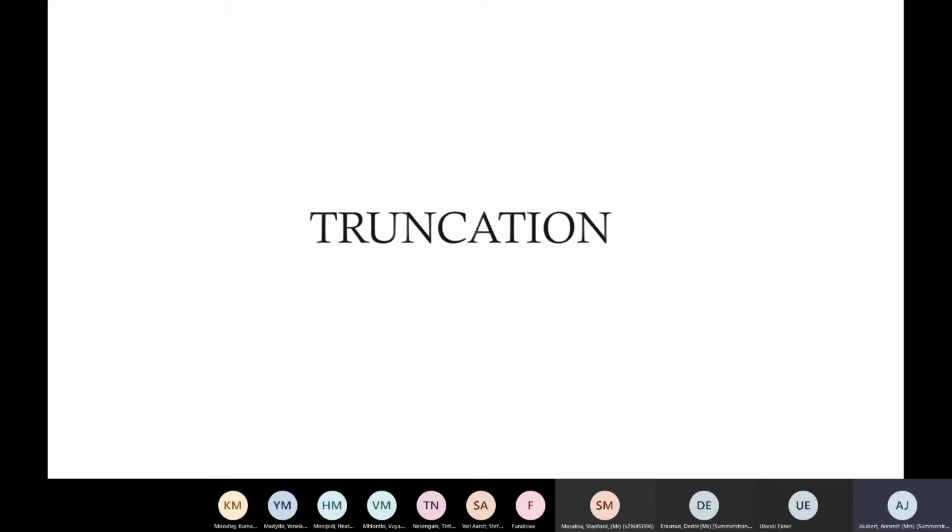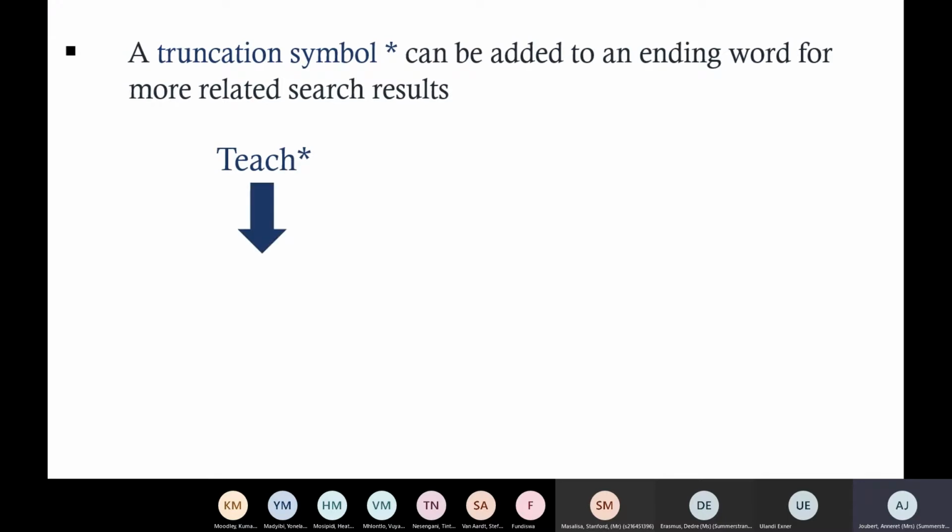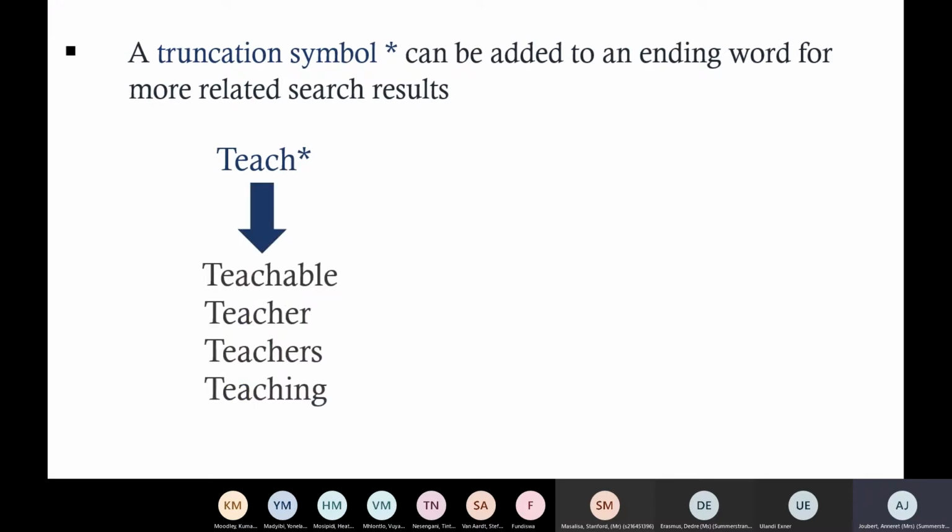The third search technique is truncation. A truncation symbol can be added to an ending word for more related search results. This is just the example, teach, with a truncation symbol, and you will find teachable, teacher, teachers, all the different variations of the word teach.